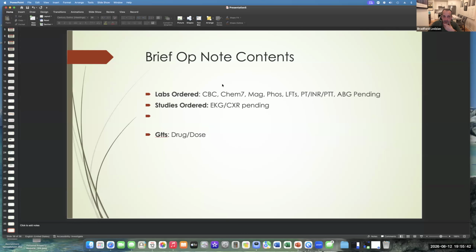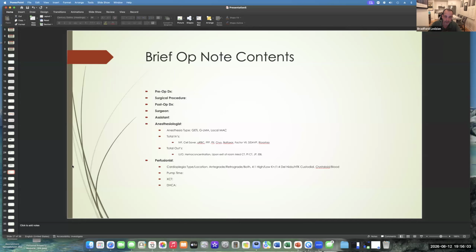And then within your note, you need your labs that are ordered so that the ICU knows what to follow up on, studies so they know what to follow up on, and then your dosages and medications, right? So you already listed out your mechanical support parameters. Now you're also listing out your medicinal support parameters, right? And so all of these things should be within your brief op note.